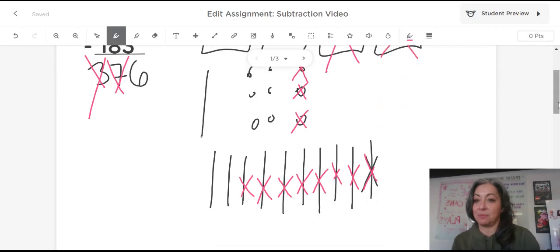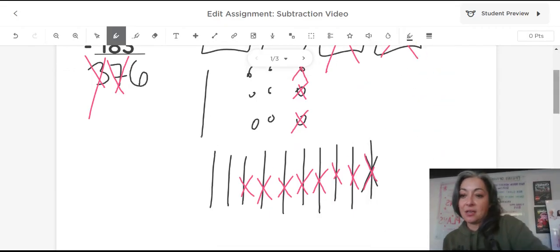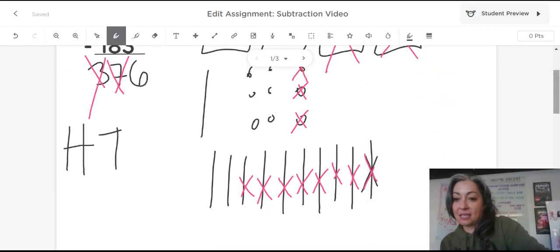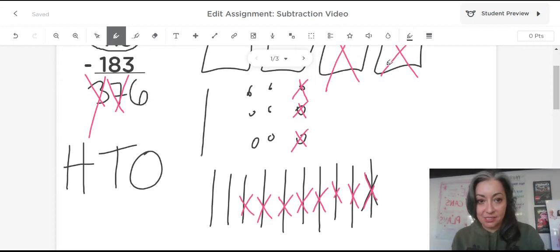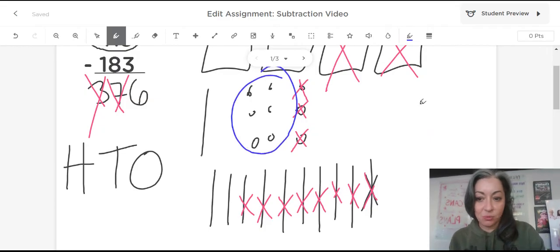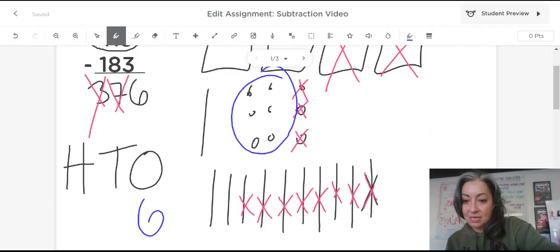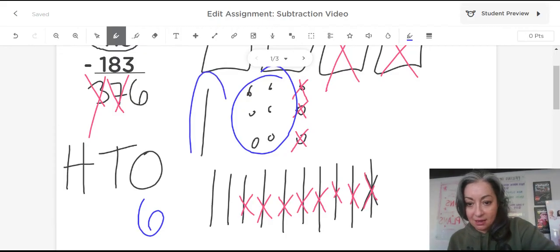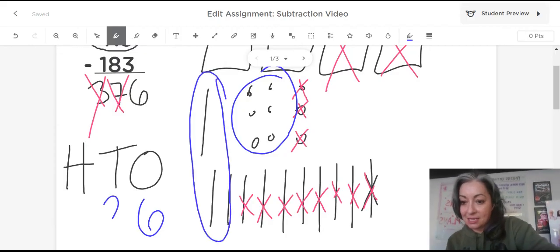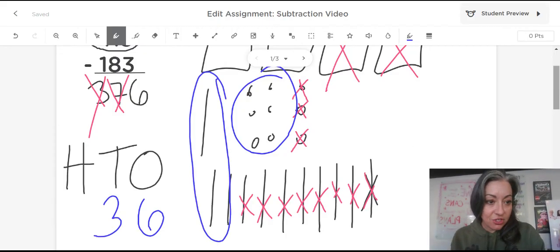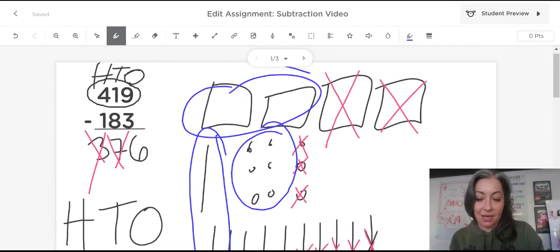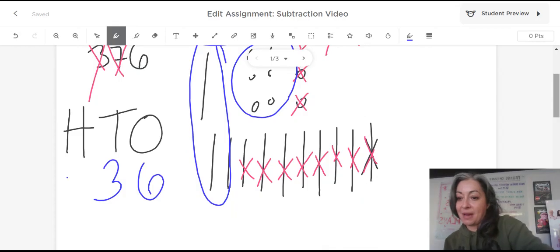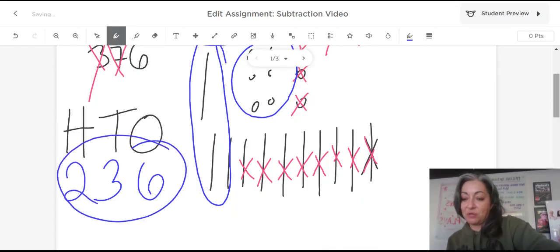I like to do a place value chart: hundreds, tens, ones, and let me see what I have left. Okay, so I'm going to count my ones first. I have 6 ones that are left. Tens, I have 3 tens that are left, and hundreds, I have 2 hundreds that are left. So my real answer is going to be 236.